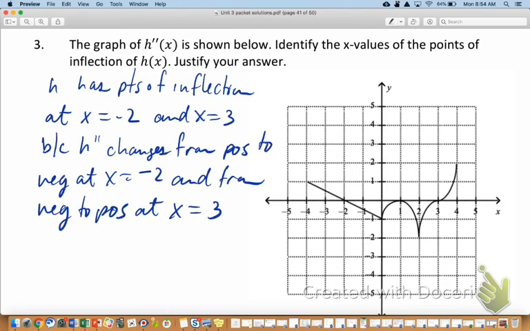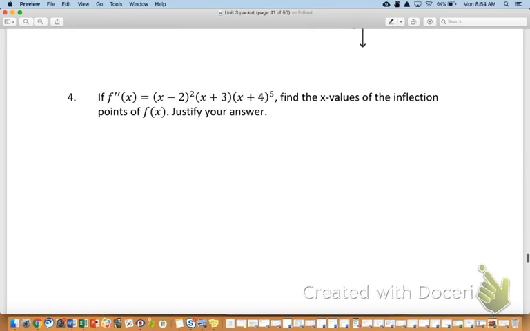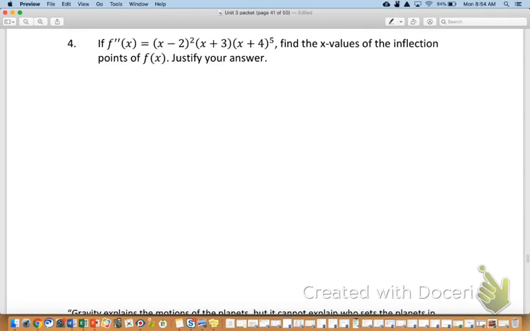Guys, how are we doing? Making good connections? All right. So then I've got the one last one to do here. It's number 4. So if you guys could flip over to number 4. There it is. So I've given you an expression for f double prime. It's written out nicely and factored. It's extremely helpful.